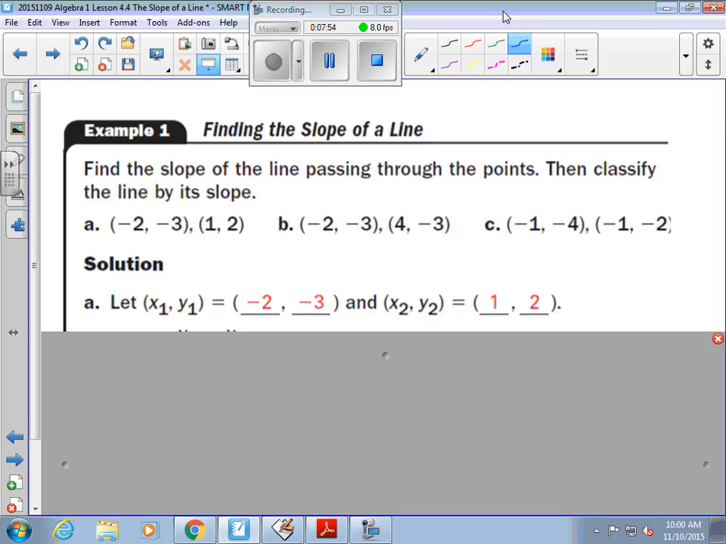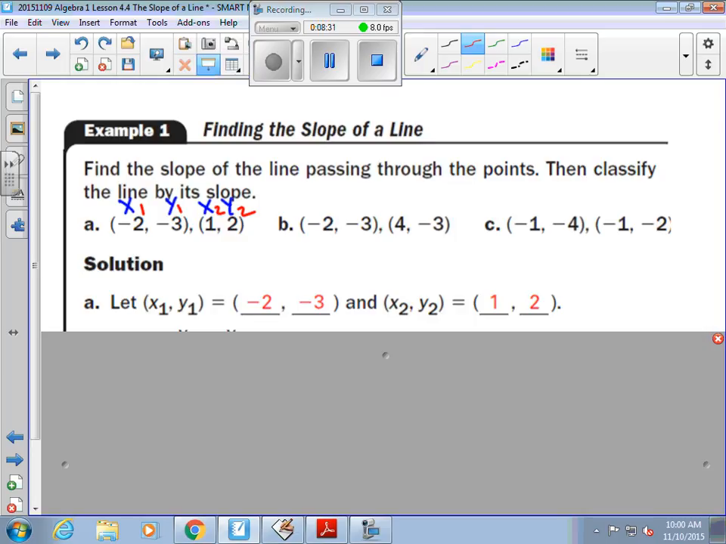Example number 1. We have 3 different examples built into example 1. Find the slope of the line passing through these points. So this first point for A, -2, -3, and 1, 2. It said let x sub 1, y sub 1 be -2, -3. So what you want to do first is label them x, y, and you're just calling this one point 1, and you're calling this one point 2. That's the easiest way to do slope. So x sub 1, y sub 1 is -2, -3. X sub 2, y sub 2 is 1, 2.